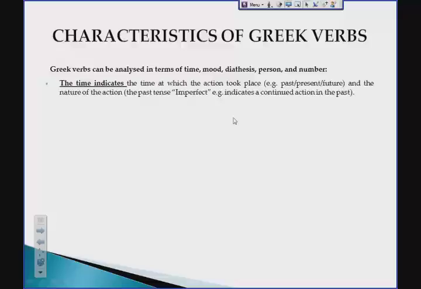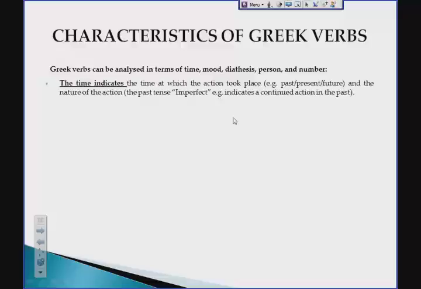And the nature of the action, the past tense, imperfect, I've just given you those, indicating a continued action in the past. That is very, very important in Greek. The emphasis in Greek is not actually on the time at which the action is done. The emphasis in Greek is on the kind of the action. Whether it denotes a simple statement, whether in the past or future or present, or whether it is a completed action in the past with a continuing effect and so forth.